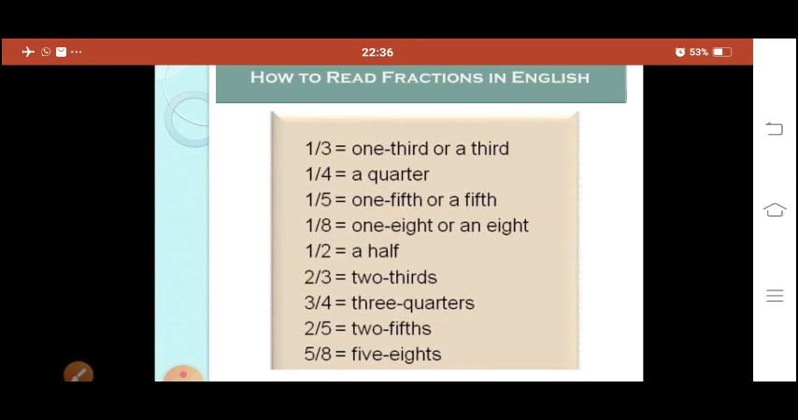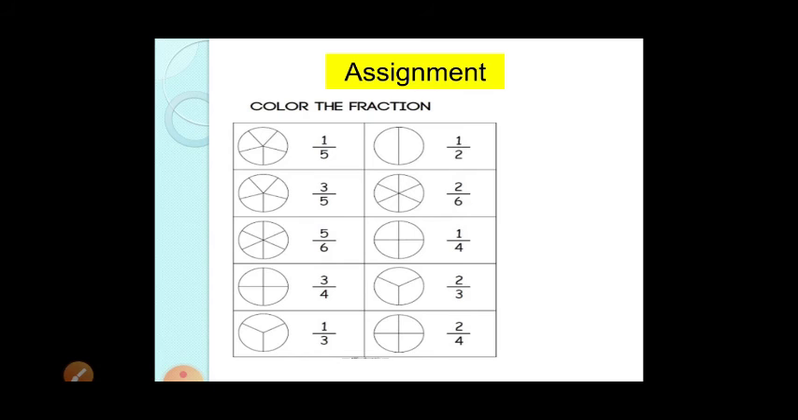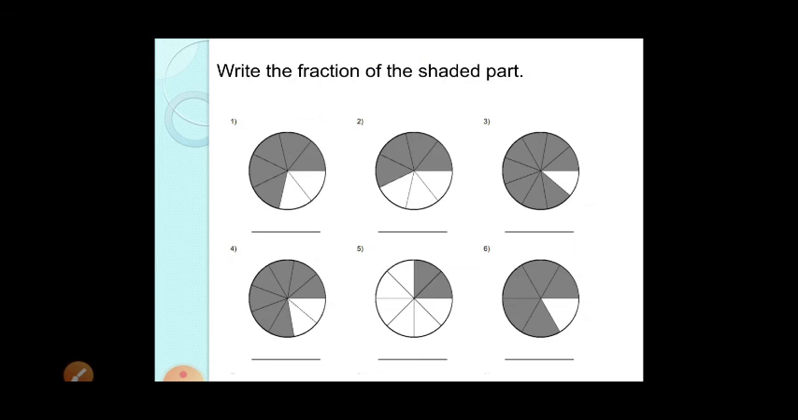Like that you have to learn the fraction in words. So this is the assignment. What you have to do: see, 1 by 5 means the object is equally divided into 5 parts, and 1 you have to color. 1 by 2, it is equally divided into 2 and 1 you have to color. See here 3 by 4, it is equally divided into 4 parts and 3 parts you have to color. Like that you have to complete this. Then you have to write the fraction.